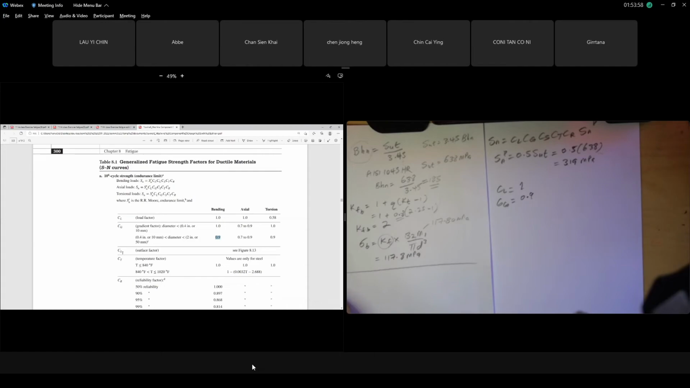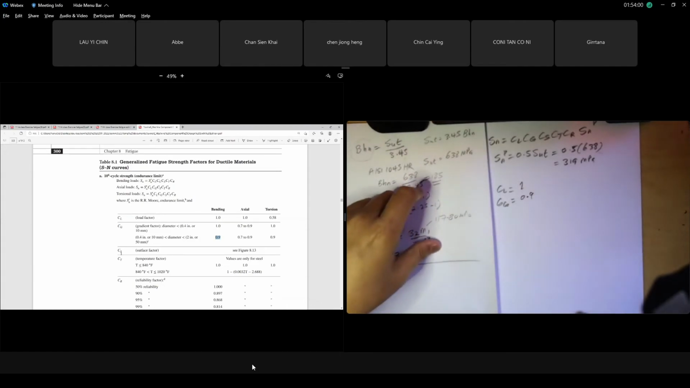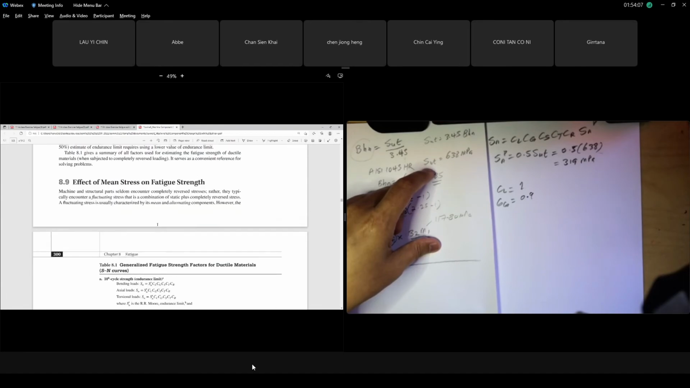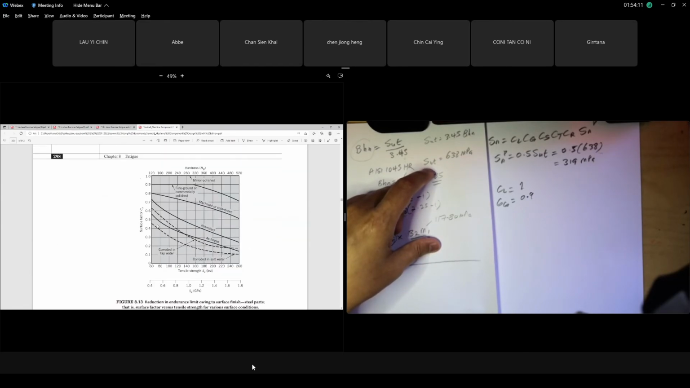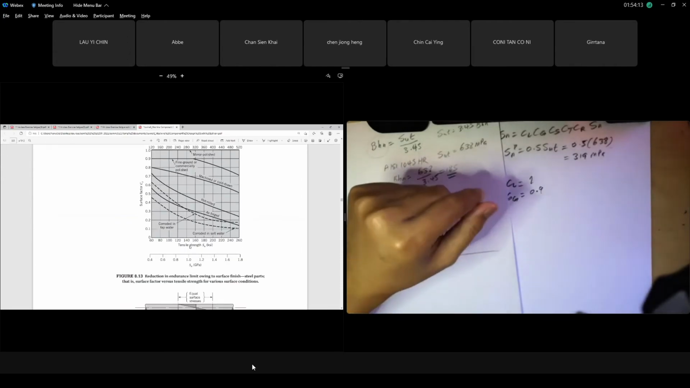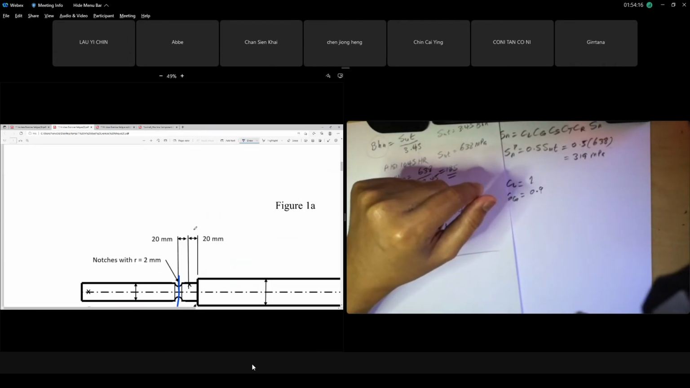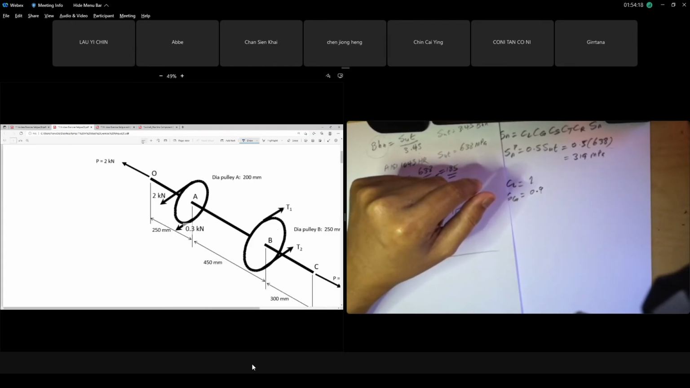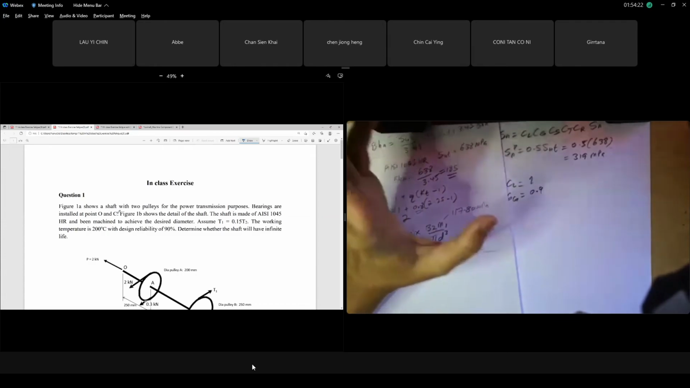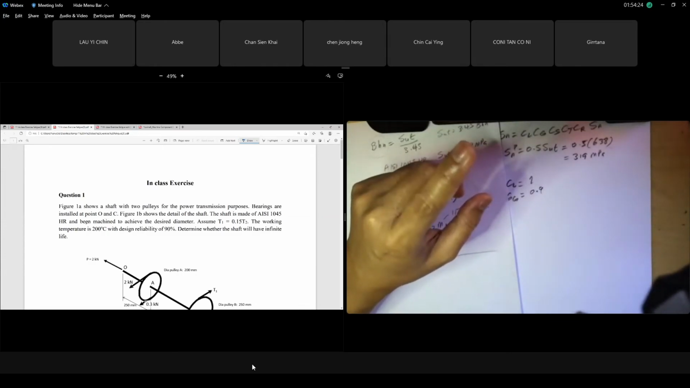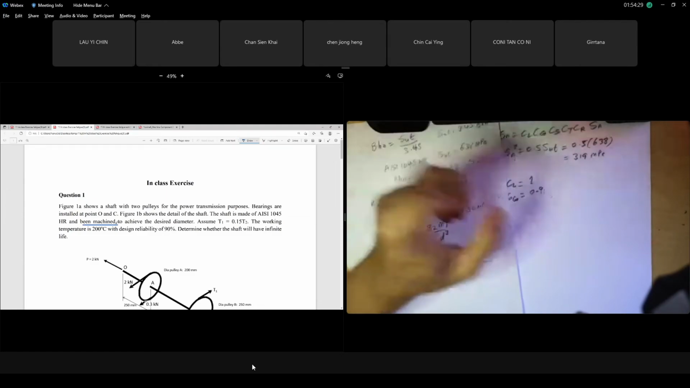Okay, what about the surface factor? Surface factor CS, guys, a little bit more. The surface factor is from the surface factor figure. Where is it? It is Figure 8.13. In the question, they mention that if the shaft is polished, mirror polished, be careful. Here they mention it has been machined, only machined. Just machined, because shafts are always lathe machined.